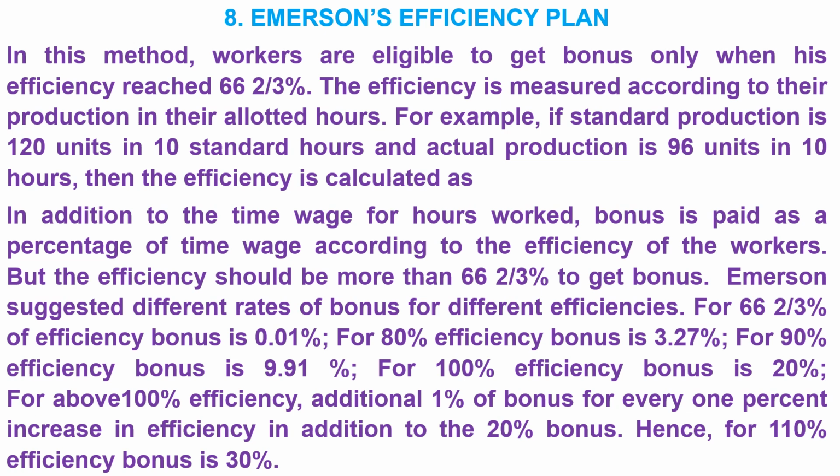For 66.2/3% of efficiency, bonus is 0.01%, for 80% efficiency bonus is 3.27%, for 90% efficiency bonus is 9.91%, for 100% efficiency bonus is 20%. For above 100% efficiency, an additional 1% of bonus for every 1% increase in efficiency is given in addition to the 20% bonus. Hence, for 110% efficiency bonus is 30%.